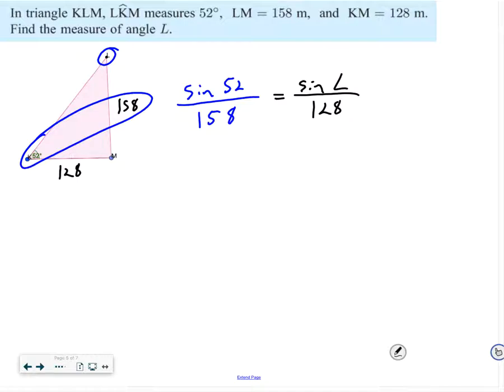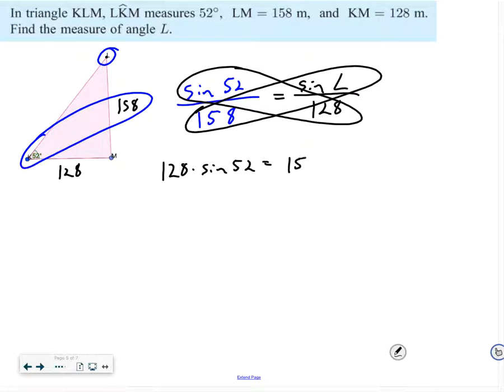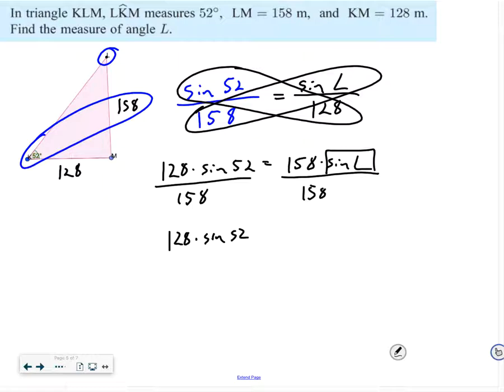So again, I cross multiply here. I get 128 times the sine of 52 equals 158 times the sine of L. Divide by 158, because I'm trying to get sine of L by itself, and I get 128 times the sine 52 divided by 158 equals the sine of L. So left hand side, I'm going to put in my calculator, and I get the decimal of 0.6384. With my ratio of sides, I always like to take those to at least 4 decimal places. And this is equal to the sine of L.